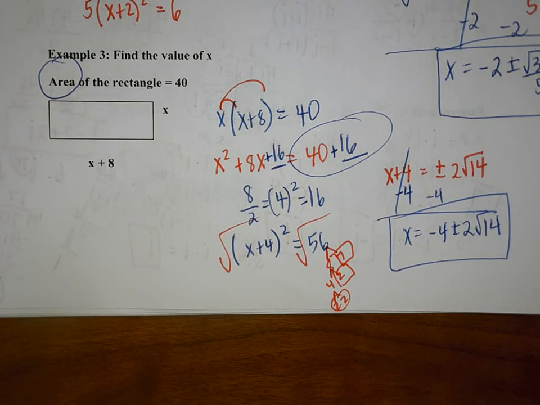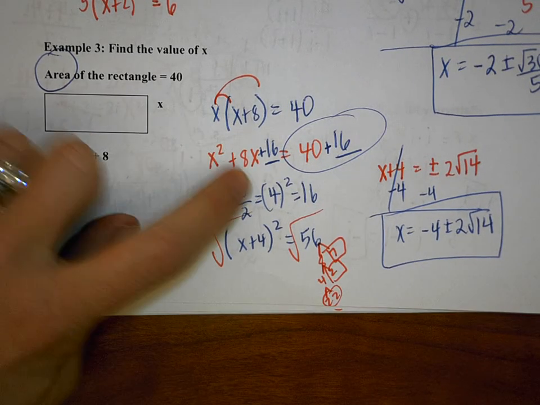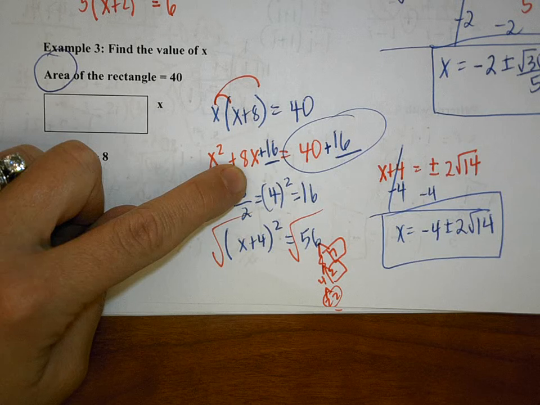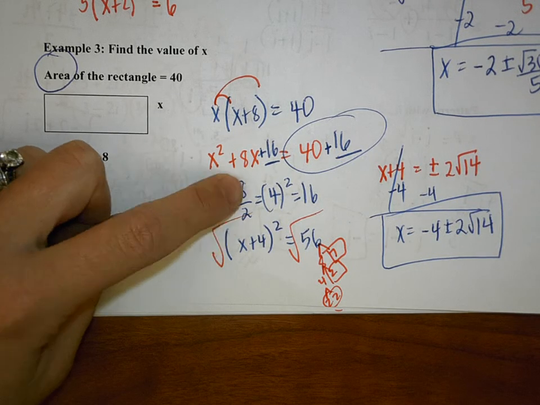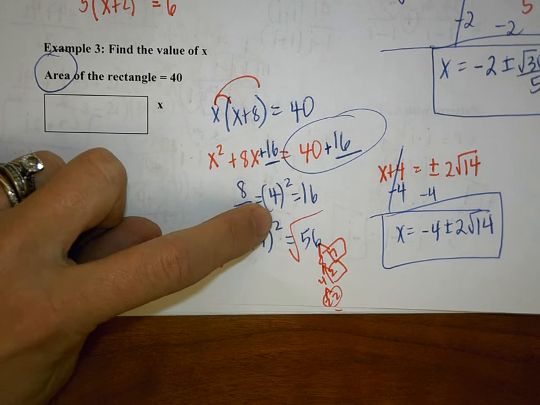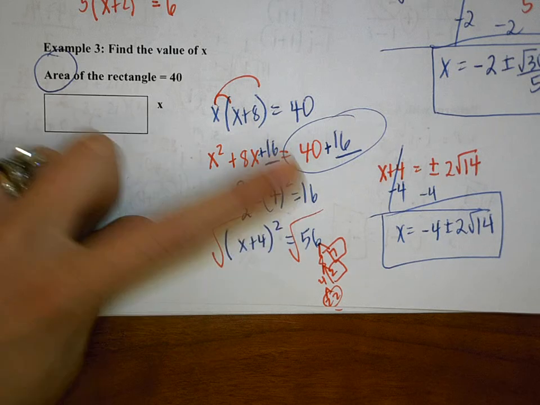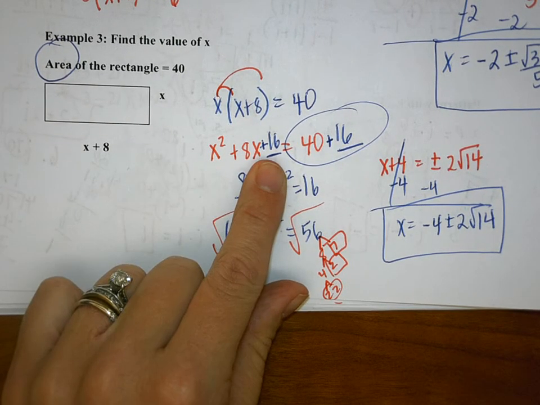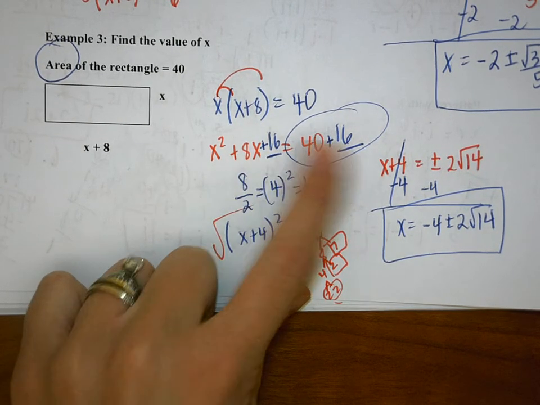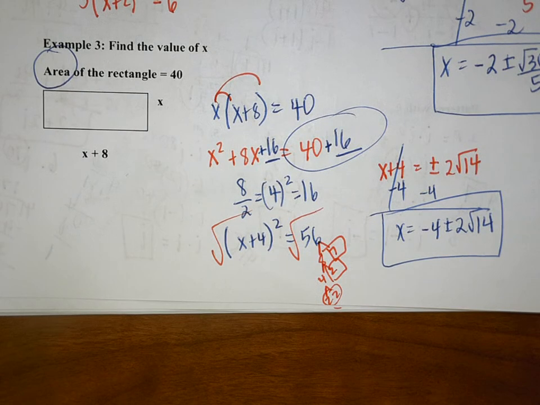Yes? How do you get 16 when you're completing these? So you always take whatever the value is with just your x term, your b value. You divide it by 2. 8 divided by 2 is 4. And then whatever that number is, you square it. And that is the value that you want for c to complete the square. And whatever value you put there, you have to also put on the other side.